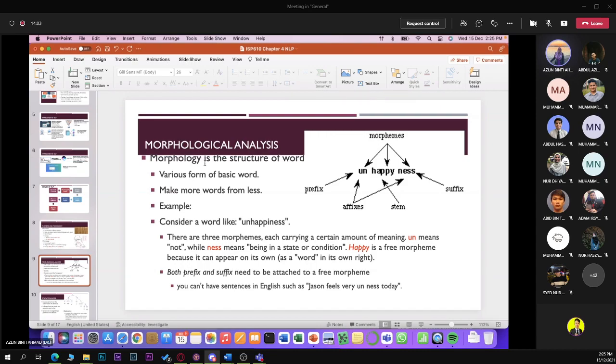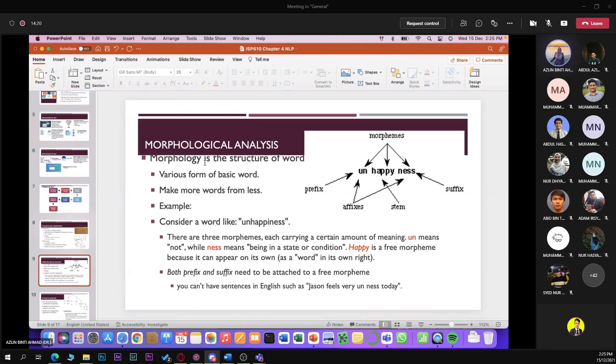Ini pun pernah masuk dalam exam where you need to identify the morphemes of the word. Okay, kalau kata dia bagi contoh macam kat sini, unhappiness, okay lah. Unlikely, okay. You nak break berapa?